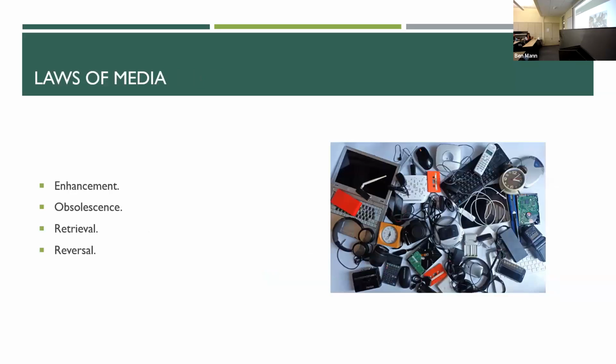So media ecology theory is suggesting that the usage of media, the usage of material to communicate, is constantly circulating, changing, and developing. One law of media is the law of enhancement. In other words, media develops, it becomes more sophisticated, it becomes more able to do different things.